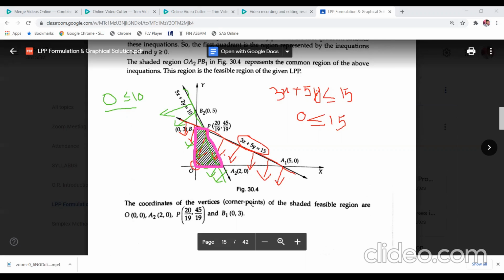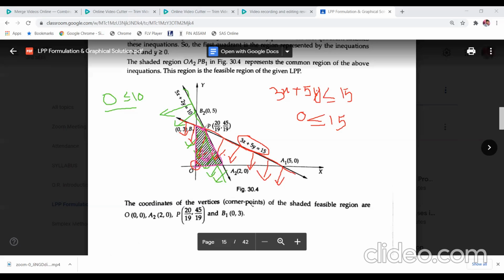So now next, this is your common region. Now you need to find all the corner points. After finding it, this region is called the feasible region. Then after that, you need to find all the corner points. So what are the corner points? These are the corner points.